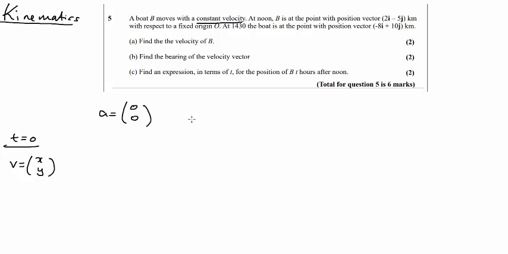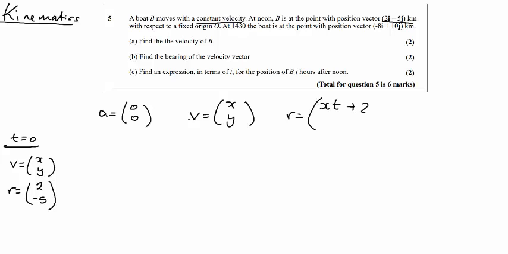Let's have a look. A boat B moves with constant velocity. At noon, it looks like we're starting from noon, yeah, it is at the point with position vector, okay. So R equals 2, minus 5. So let's build our AVR first: x, y. R equals xt plus 2, yt minus 5. Okay, and now we can get into the question.